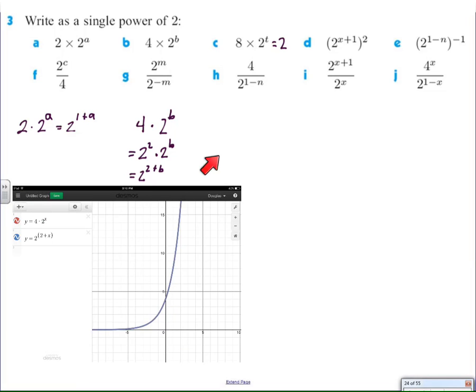This should be applied to any of these exercises where you're not sure, or you can use a calculator, any number of ways of checking.